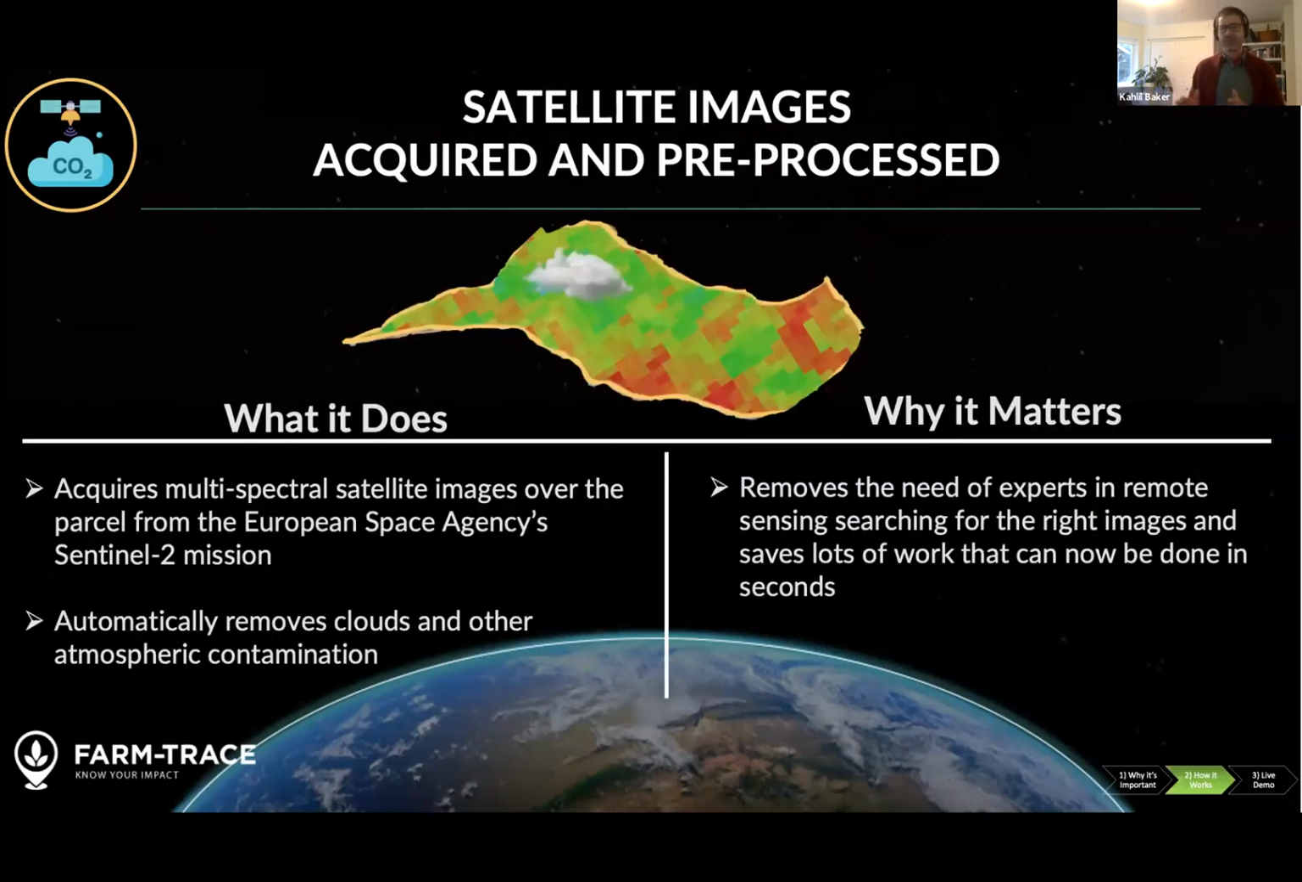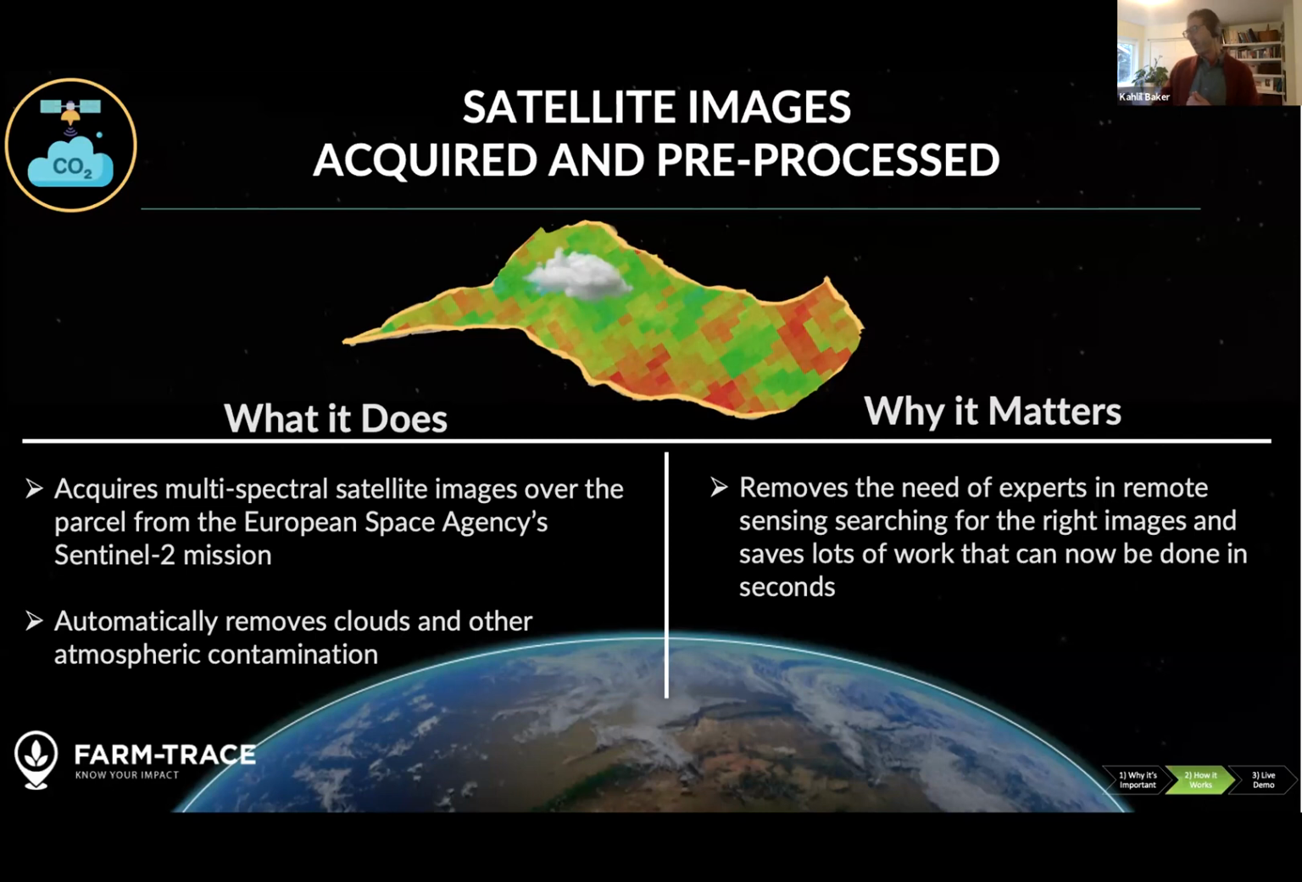So the first step is that given that you've already mapped the parcel, we're going to go fetch the satellite imagery. And we're getting that satellite imagery from the European Space Agency's Sentinel-2 mission. And so these satellites, or this constellation of satellites, are collecting images over each farm at least every 10 days. And we're automatically getting those images and automatically removing obvious clouds and problems with the image.